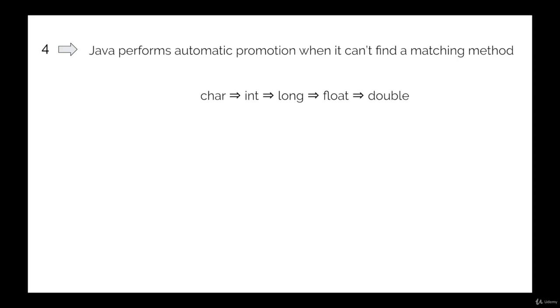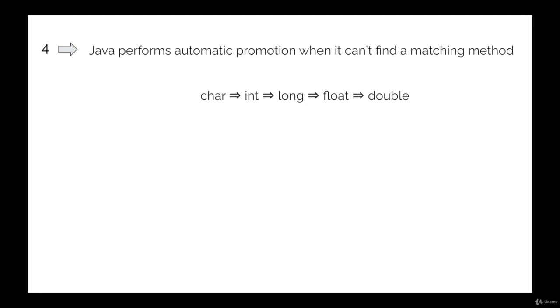So for example, if you pass a character and there's no perfect match, but there is a match for long, the compiler will convert this char to int and then check for the match. But if you don't find a match for integer also, then it will convert to long. Now if long is where you find the match, then the compiler will execute this particular method with long as the parameter. So let me show this to you to make it more clear with the help of an example.